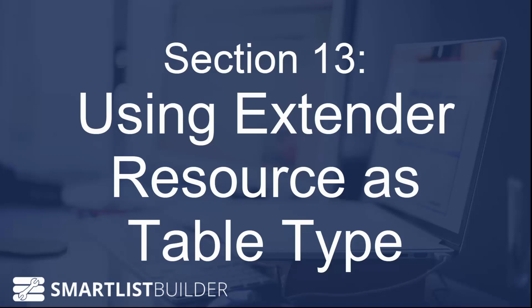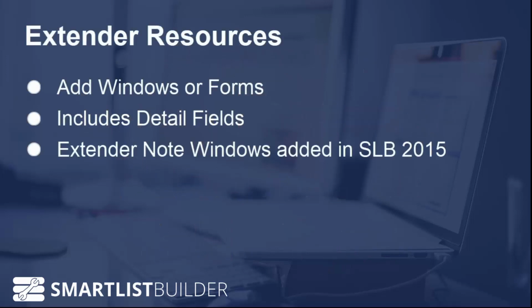Section 13 will show us how to add an extender resource as a table to the SmartList Builder setup. The extender resource table type allows you to add the windows and forms that have been defined in Extender. This includes the scrolling grid, or the detail fields as they sometimes are called. With this, you can pull in all of the data that has been entered into your Extender windows and forms into SmartList Builder so that you can include it in your reporting.